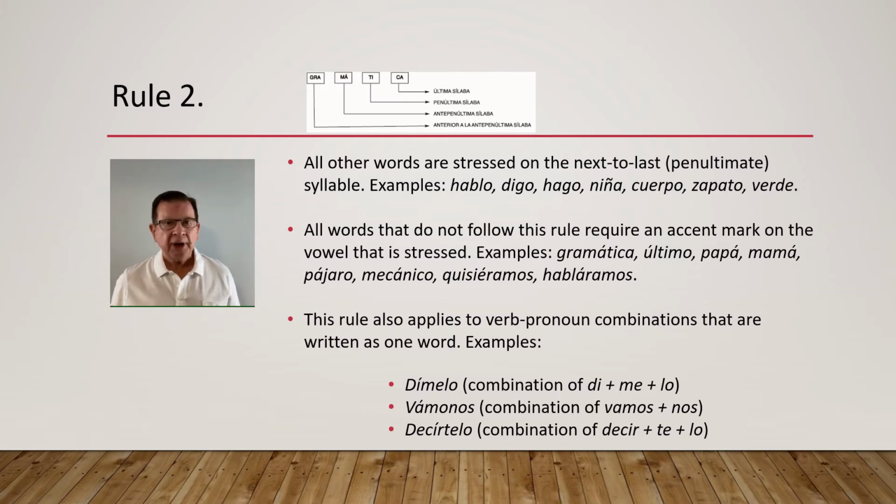This rule also applies to verb-pronoun combinations that are written as one word. Examples, dímelo, combination of di plus me plus lo. Vámonos, combination of vamos plus nos. Decírtelo, combination of decir plus te plus lo.